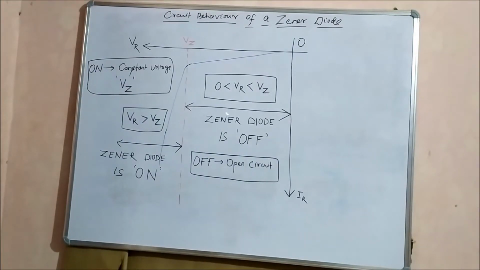Okay, so again, let us just repeat the statements. When the reverse voltage is less than the breakdown or Zener voltage, which means in this region, when VR is lesser than VZ, the Zener diode will be off, and off means the Zener diode will behave as an open circuit. But when the reverse voltage is greater than the Zener voltage, in this region beyond VZ, the Zener diode will be on. It will start conducting, and the on condition means it will be replaced by a constant voltage source. It will now behave as a constant voltage source VZ, which is defined by the breakdown voltage.